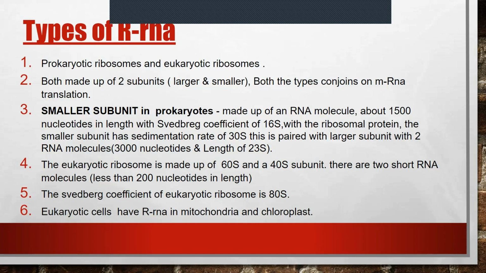The eukaryotic ribosome is made up of a 60 S and a 40 S subunit. There are two short RNA molecules, which are less than 200 nucleotides in length. The Svedberg coefficient of the ribosomes in eukaryotic cells is 80 S. The eukaryotic cells have rRNA in mitochondria and chloroplasts in addition.